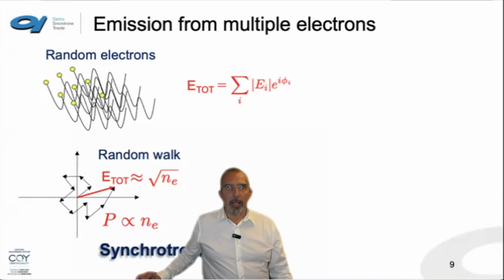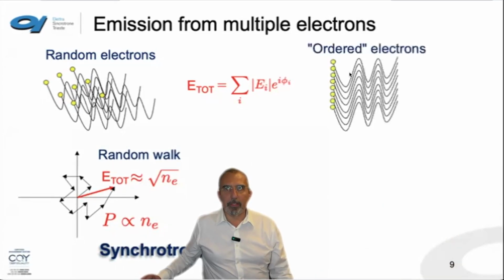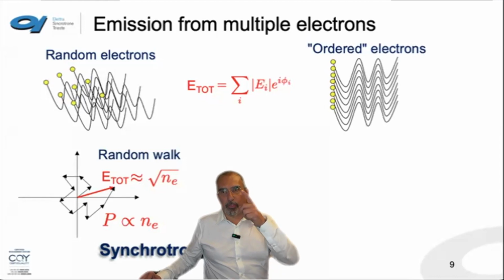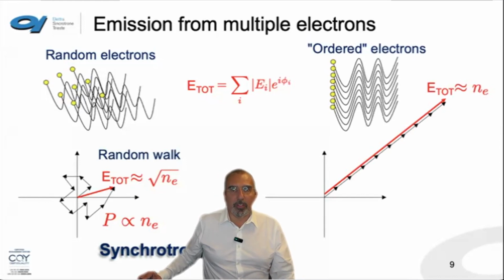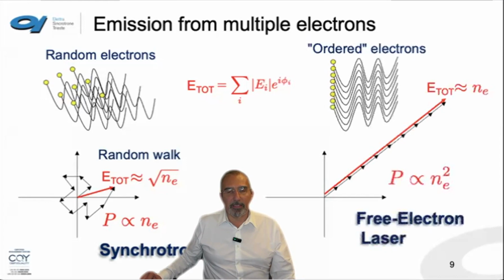What happens if the electrons are synchronized so as to emit radiation all with the same phase, like in this diagram here? When we add the fields from all the electrons, all the vectors will point in the same direction. The total field is proportional to the number of electrons, and the total power will be proportional to the square of the number of electrons. This is a large number. The synchronization can increase the peak power of the emitted light by many orders of magnitude. And this is what happens in a free electron laser.